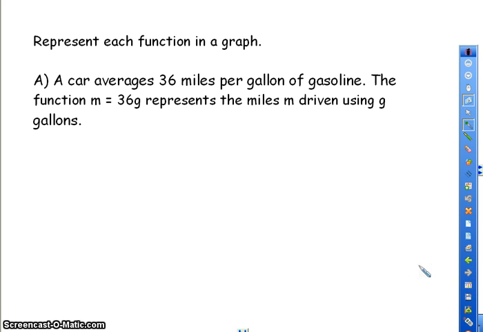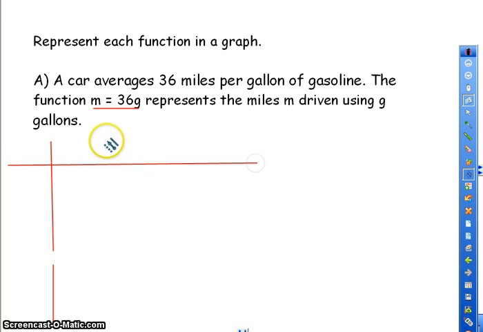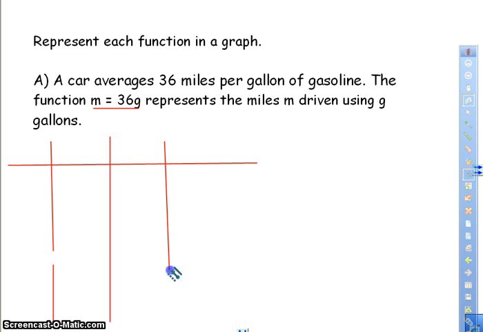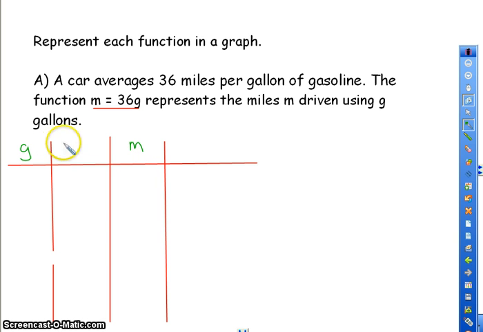Last part, represent each function in a graph. A car averages 36 miles per gallon of gasoline. The function m equals 36g represents the miles m driven using g gallons. This is my equation. Okay, so that includes my function rule as well. So instead of x and y, I have g and m, but this g is part of my input. I'm inputting that in and getting the output of m. My function is 36 times g, so it's going to be g, m now as my ordered pair.